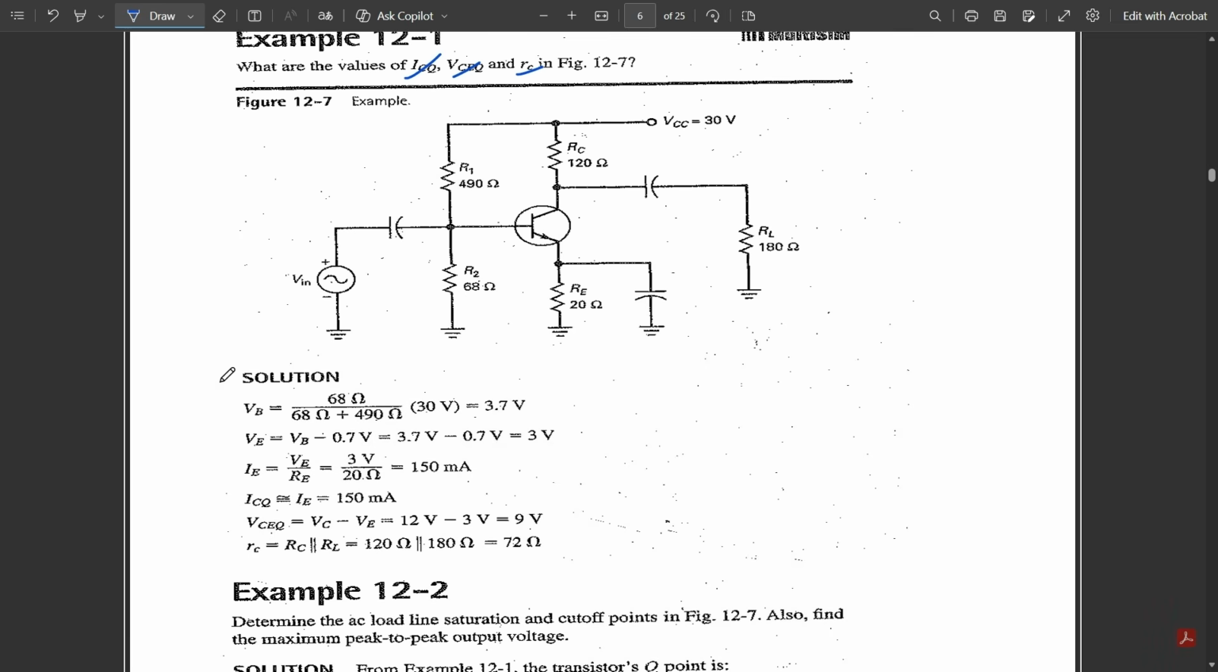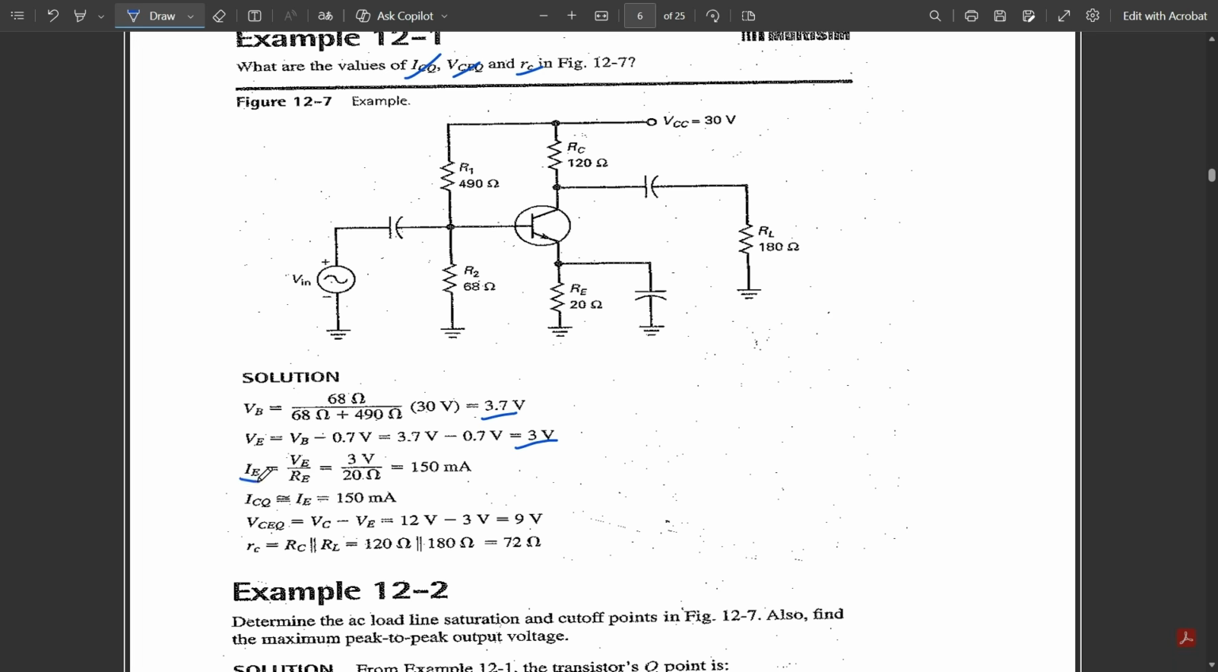Okay, here first thing is find VB. VB is equal to VCC R2 divided by R1 plus R2. That you do it here, 68 into 30 divided by 490 plus 68. Okay, if you solve it, you would be getting 3.7 volt as VB. Then if you find VB, then you could be finding VE, that is VE is equal to VB minus VBE, that is initial value with respect to DC analysis, that is 0.7 volt. So 3.7 minus 0.7 is 3 volt.